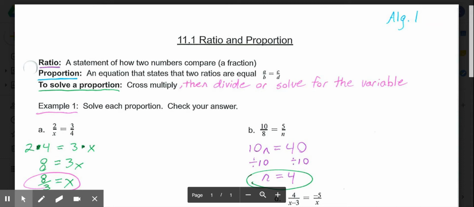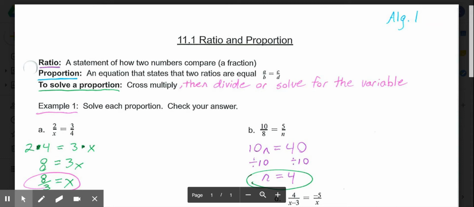So, simply put, a ratio is a statement of how two numbers compare, or more simply, think of it as a fraction. Like 3 over 4 is how 3 and 4 compare. 3/4 is 75%. So the idea of a ratio is just how two numbers compare, or simply a fraction.